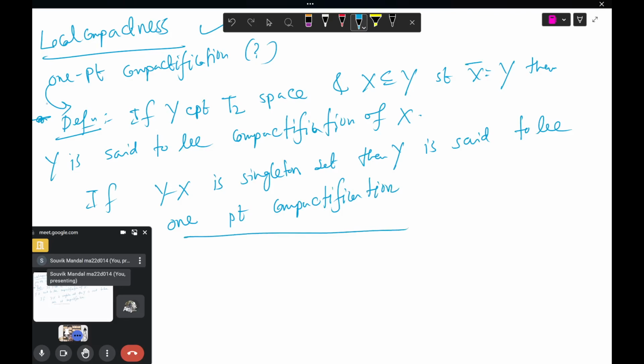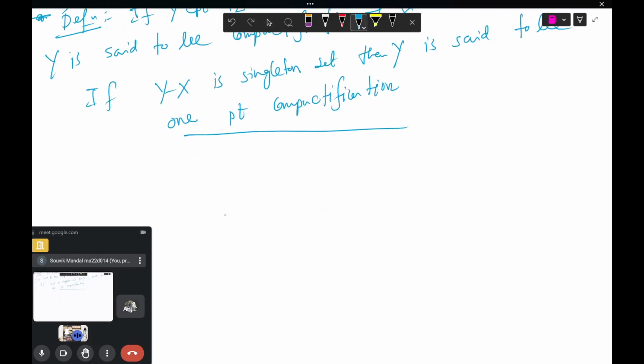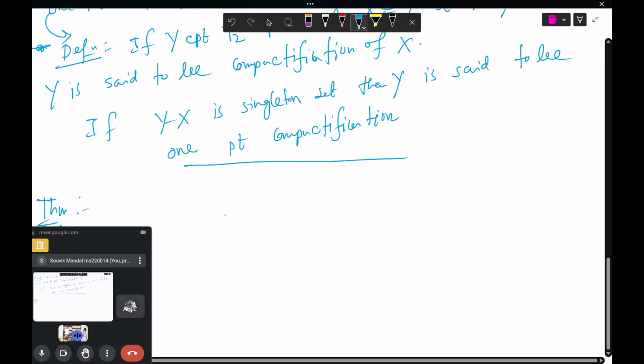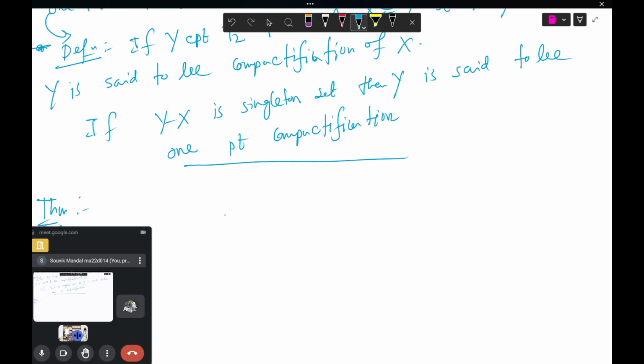So this is the definition. And after that there is a theorem which I'm not going to prove. Sir has proved it, or maybe you can find it in any standard text. You have seen the definition of one-point compactification. Now we have a theorem which tells that under a certain condition, a one-point compactification of a space exists.